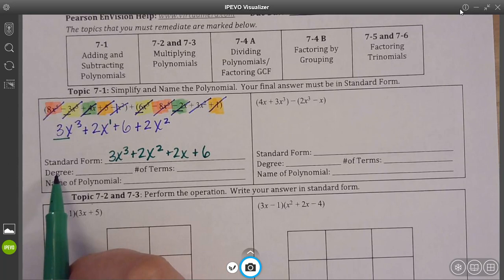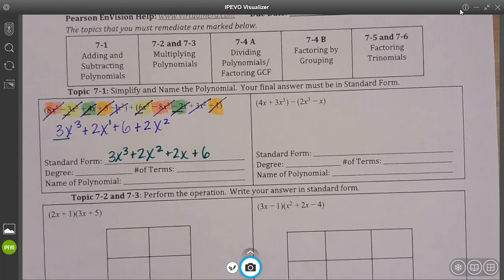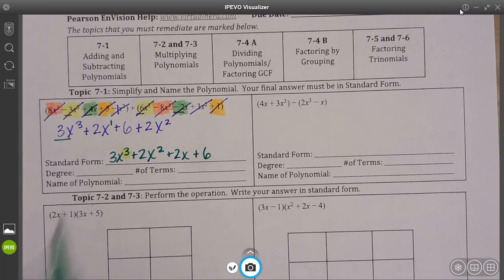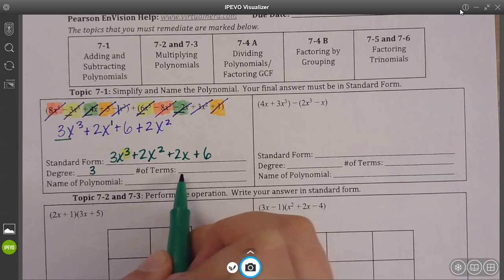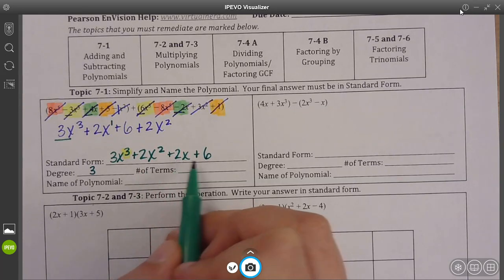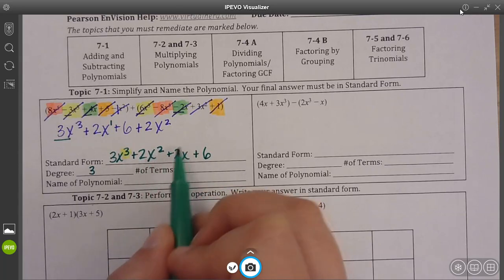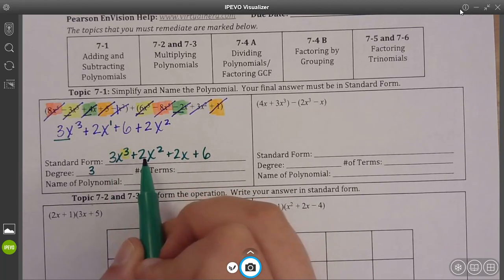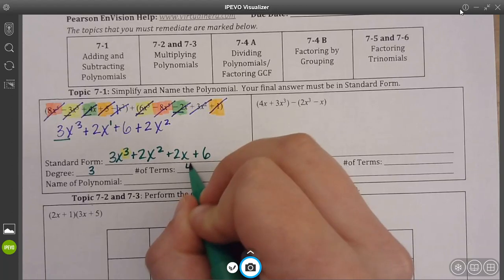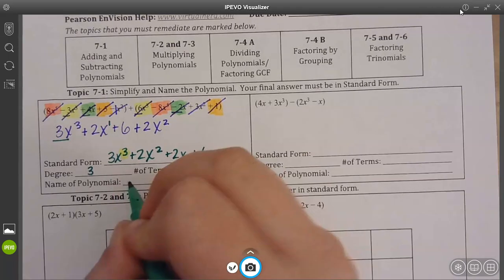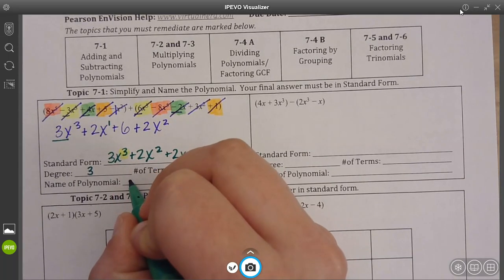When we want to find the degree of a polynomial, that is the highest exponent. So the degree of my polynomial is 3. The number of terms, I always count them between the plus or minus signs. So this is a term, this is a term, this is a term, and this is a term. So there's 1, 2, 3, 4. And to name our polynomial, anything that has a degree 3 is called a cubic.